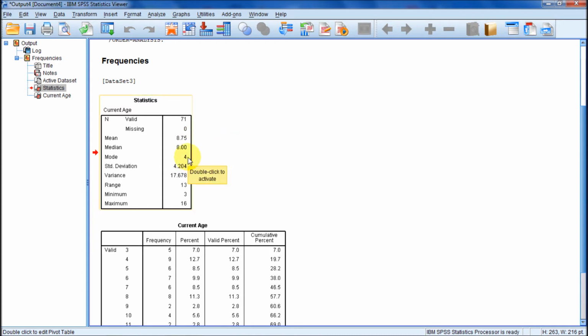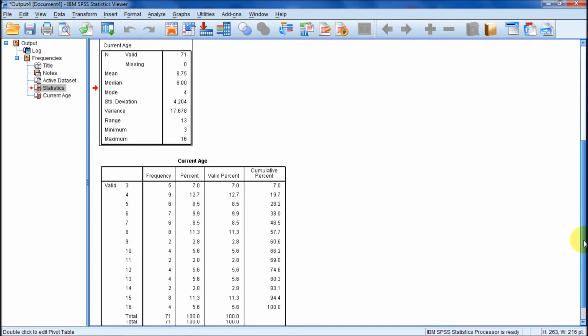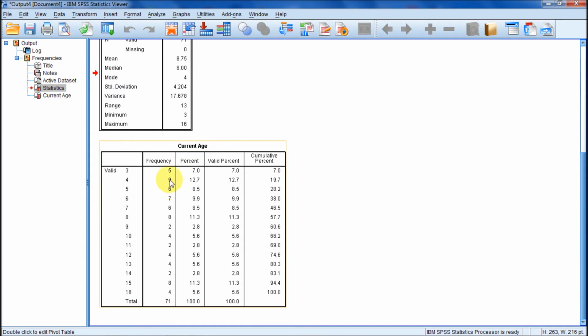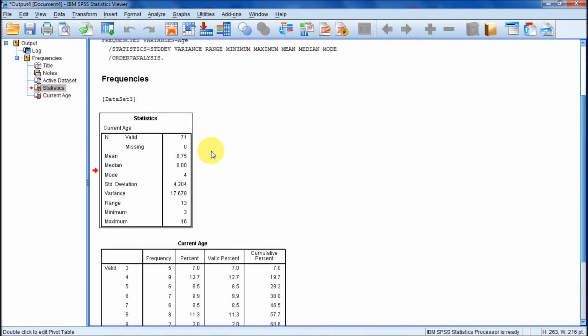The mode score here is age 4, which has the highest frequency. And if we look down here in our frequency distribution, we can see the highest frequency indeed. We've got 8 here, but the highest single frequency is 9. So this is saying that the highest frequency occurs for the age of 4 years old.